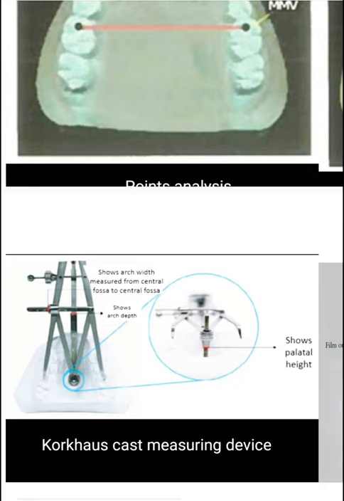This is a cast measuring device. It is used to measure the palatal height index. Palatal height index is equal to the palatal height divided by posterior arch width into 100. The average value is 42%. It also shows the arch width measured from the central fossa of one side to the other side.